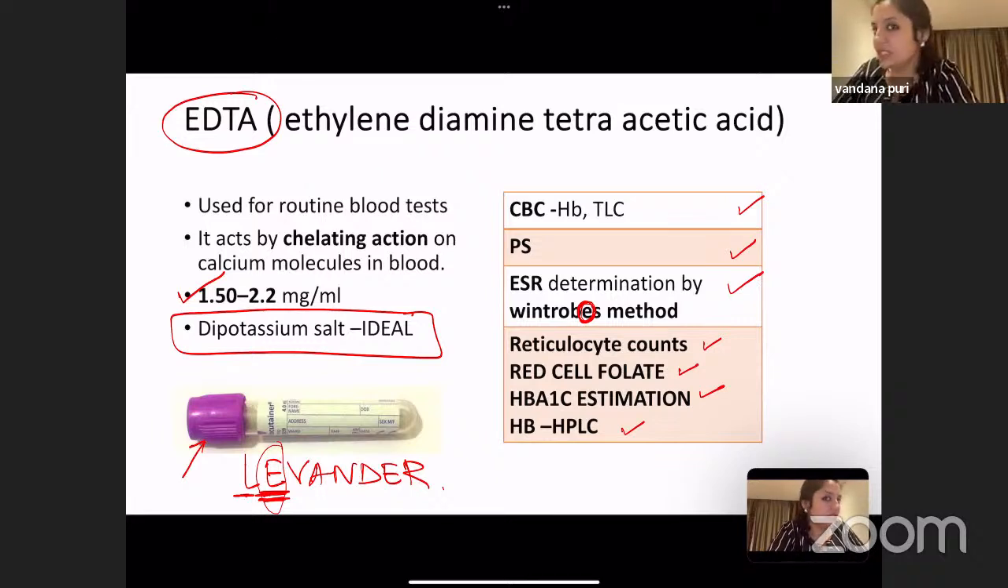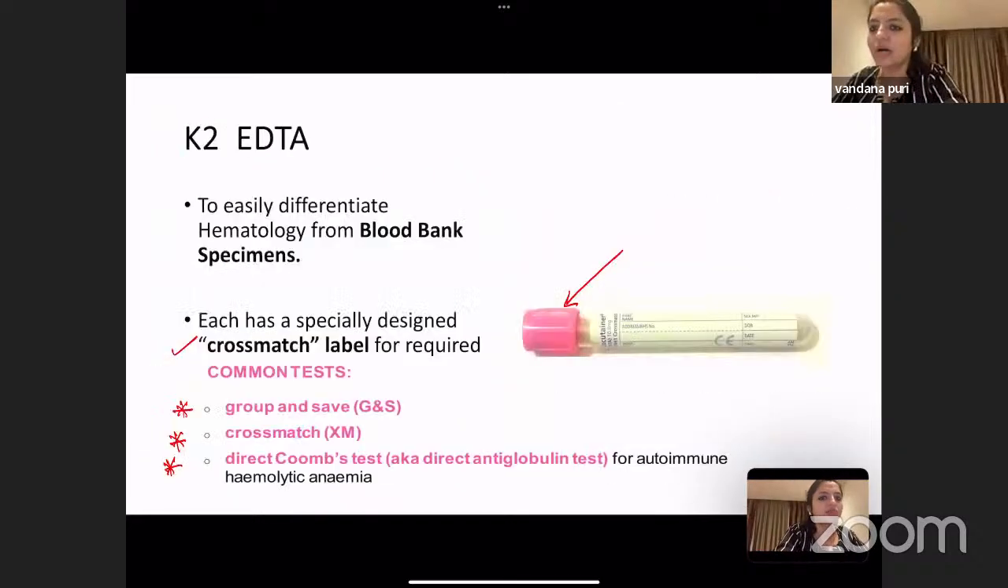Now, once we are clear with this, let's come to variations of this lavender top vacutainer. When we were giving a sample for EDTA to a patient, he was taking the same sample to the blood bank also. So they said, fine, we will keep it as an EDTA vacutainer only, but we will change the color for blood bank. That is why whenever we are using dipotassium EDTA for blood bank purposes, the color becomes pink. So the pink vacutainer is for blood banking, and it is also a dipotassium EDTA vacutainer. The only thing is this is used for blood banking.